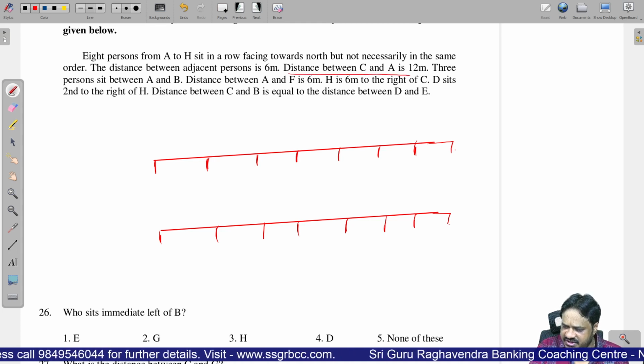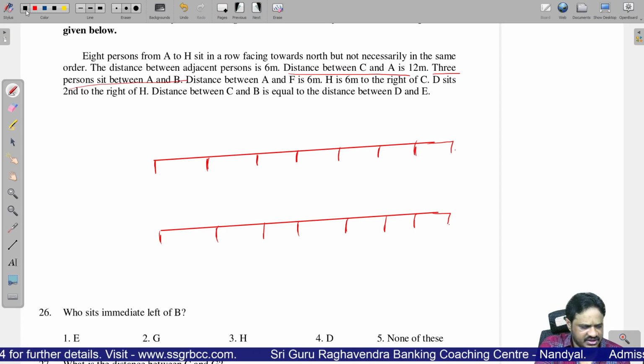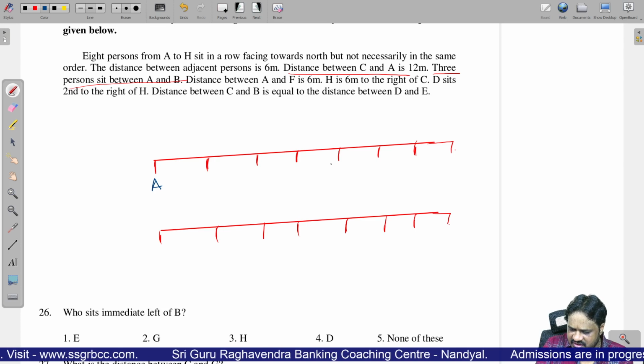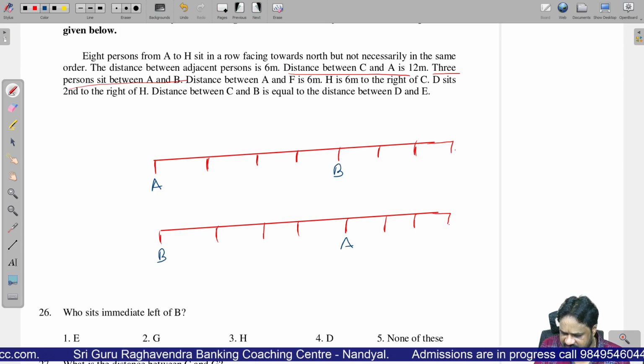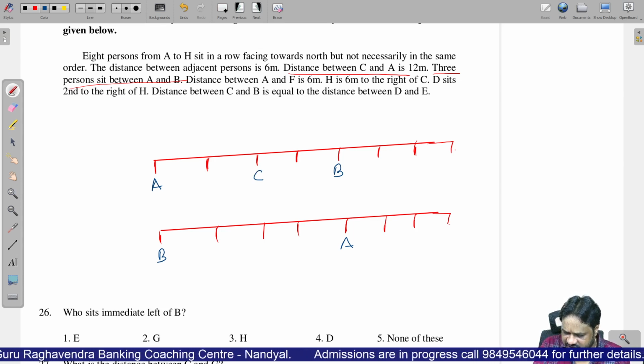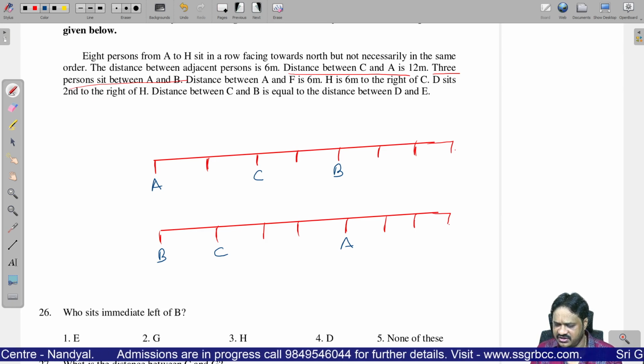Distance between A and C is 12 meters. There are three persons between A and B. So I can take A here, 3 gap B. Or I can take B here, 3 gap A. Distance between A and C is 12 meters. So after A, take 2 gap either to the right side or to the left side. So here I am taking C here, 12 meters.